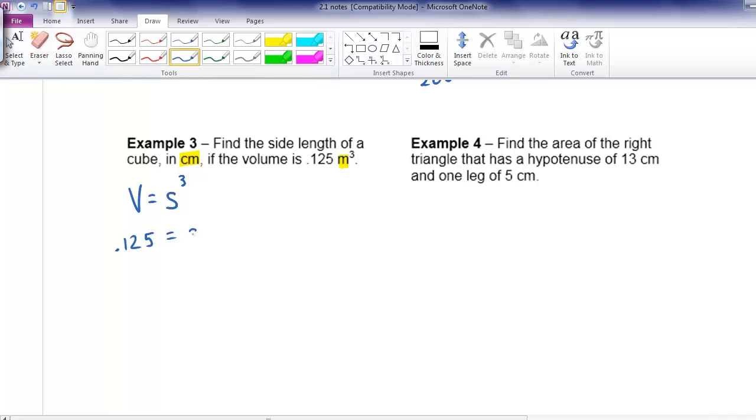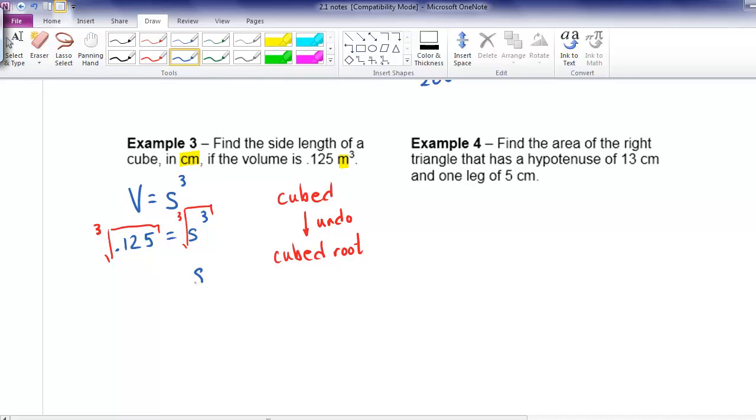0.125 is equal to side cubed. Algebraically, in order to undo a cube, I need to take a cubed root. Just like we undo a square with a square root, we undo a cube with a cubed root, and so on. So what I need to do is undo a cube with a cubed root. I need to follow the golden rule: what I do to one side, I do to the other side.